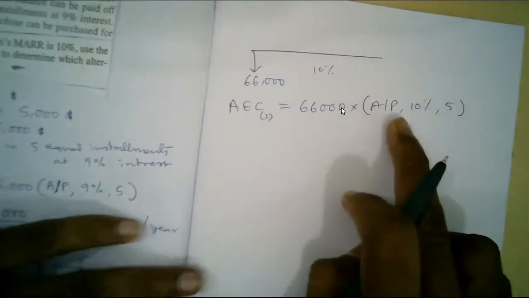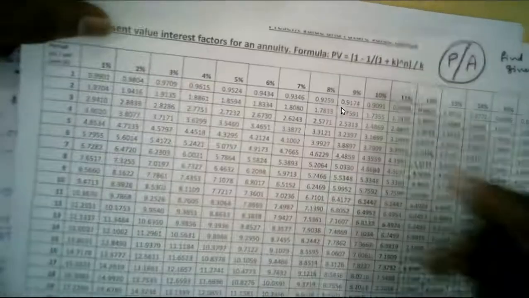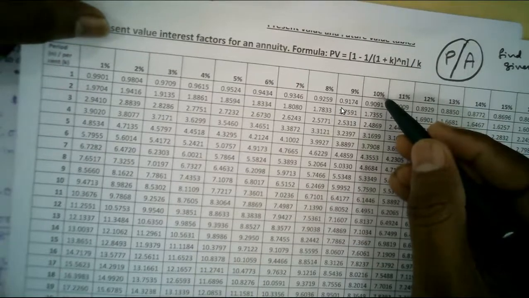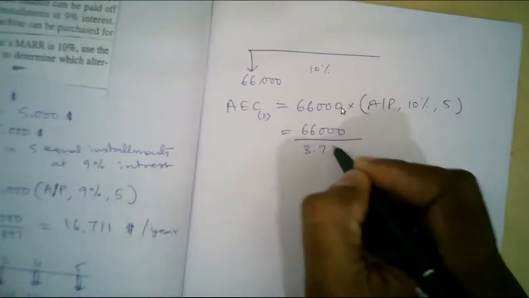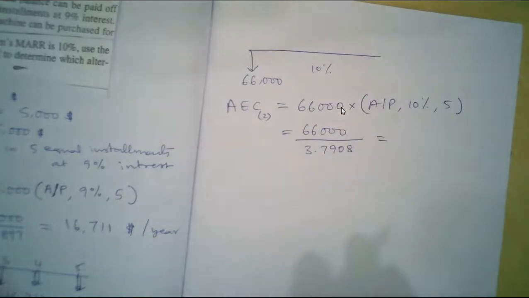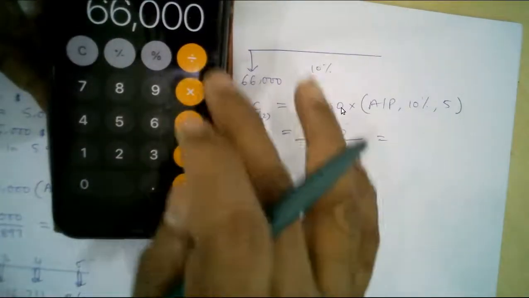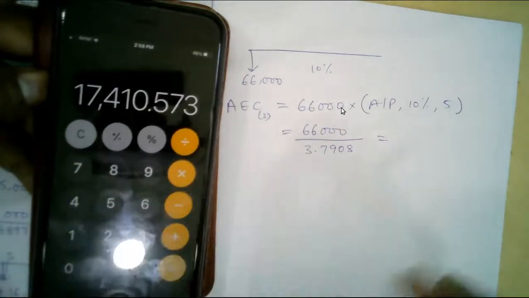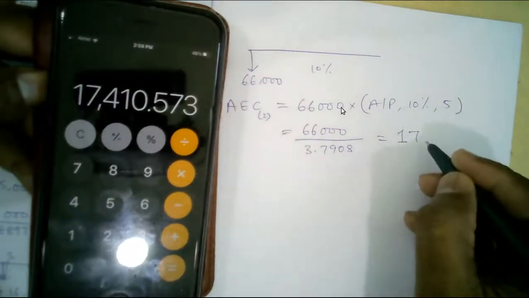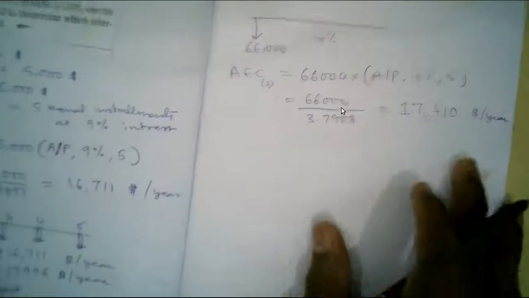Again, I don't have the A by P sheet. I have the P by A sheet, so instead of multiplying, I will simply divide. So 66,000 divided by the factor for 10% over 5 years, 3.7908. So 66,000 divided by 3.7908 comes to $17,410 per year.